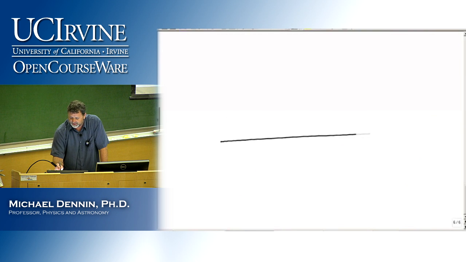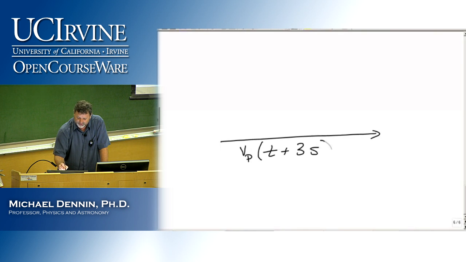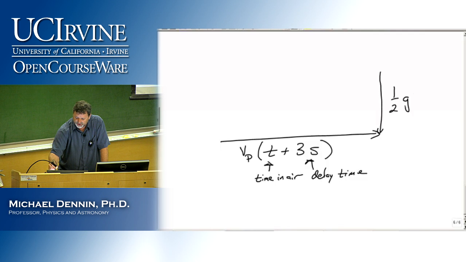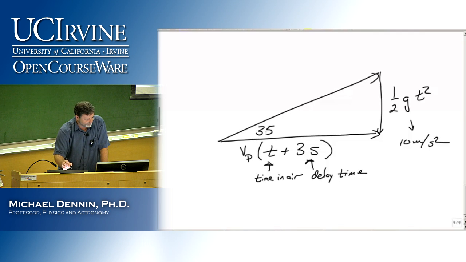What I really have in a nice big triangle is I have v, the speed my player is running at, times t plus 3 seconds. That's the time in the air. And that's the delay time. And that's equal to my 1/2 gt squared. And g I know is 10 meters per second squared. And that angle is 30 degrees in this problem, sorry. That angle is 30 degrees, and I have v naught and I have t.